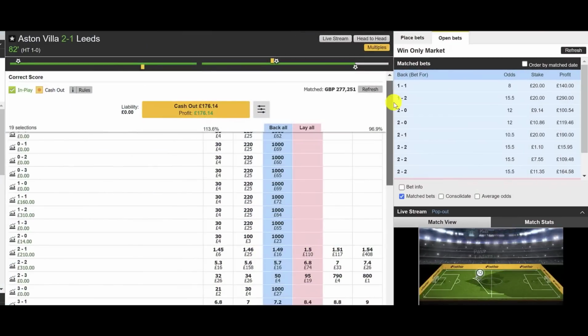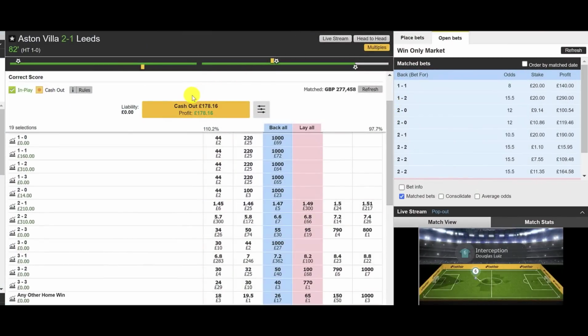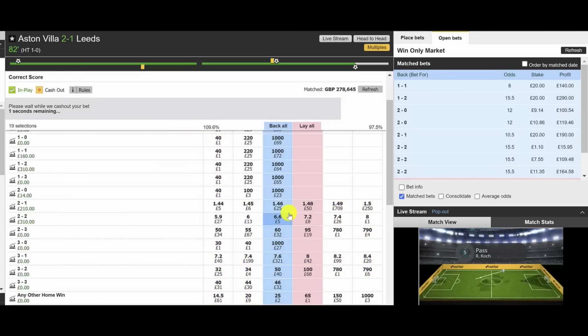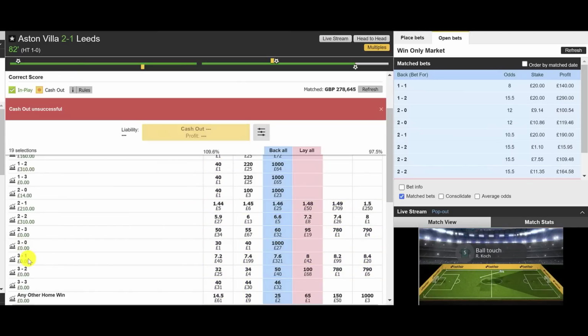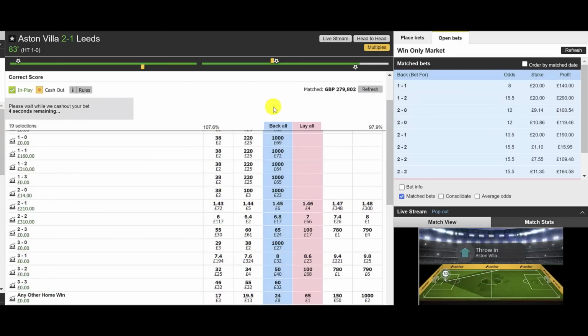Told you the goal was coming. It's Aston Villa 2, Leeds 1. Leeds have just pulled one back. So, look, this is probably the time now to lock in this profit across all the outcomes. We've got 2-2 covered. We do not have 3-1 covered. So, we're much better off trying to lock the profit in the correct score market.